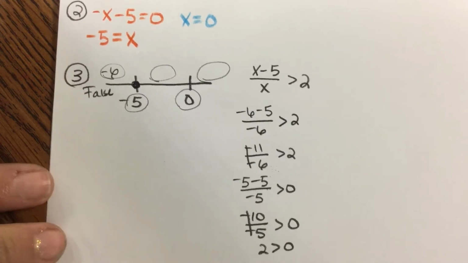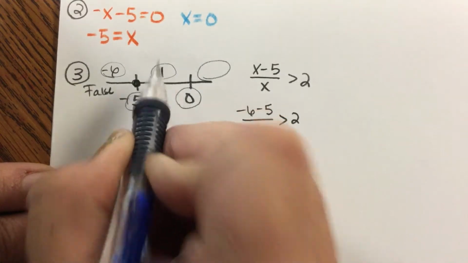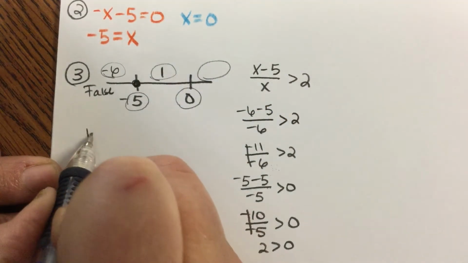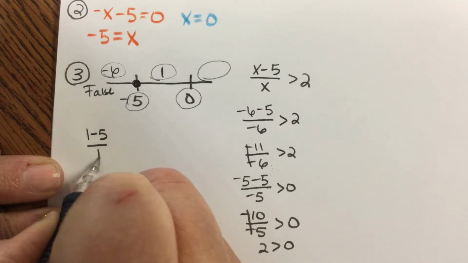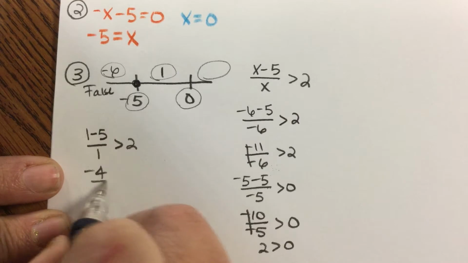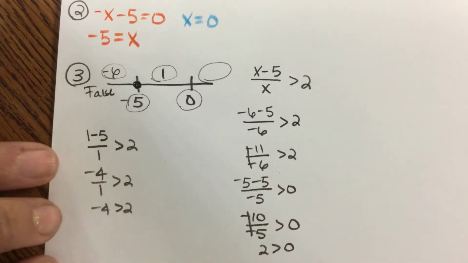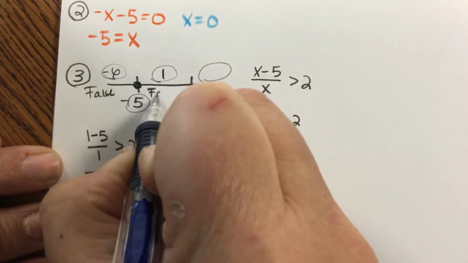Now let's pick one in the middle. So something between negative 5 and 0. Let's pick 1. 1 is easy. Okay, so 1 minus 5 all over 1 greater than 2. Negative 4 all over 1 greater than 2. Is negative 4 greater than 2? No, it's not. So this is false.